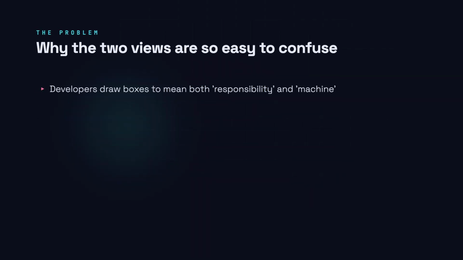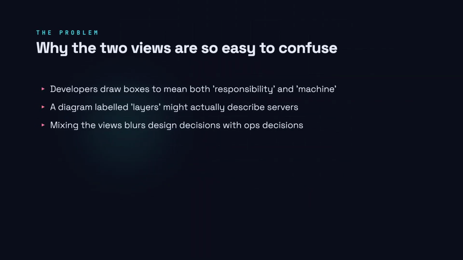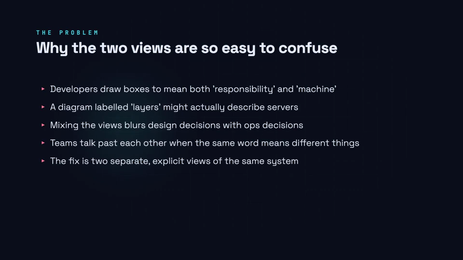The confusion usually starts with a box and arrow diagram. One person draws 3 boxes and means 3 areas of code responsibility. Another person sees the same diagram and assumes 3 separate servers. Both interpretations look identical on paper. Separating these into 2 named views, logical and physical, forces the conversation to be precise from the start.